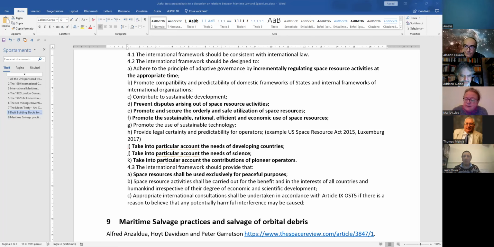I want to say that there are also national space laws in other states, in Finland, in Denmark, and I think Norway, and so on. And I think we have to take into account also these other national space laws.